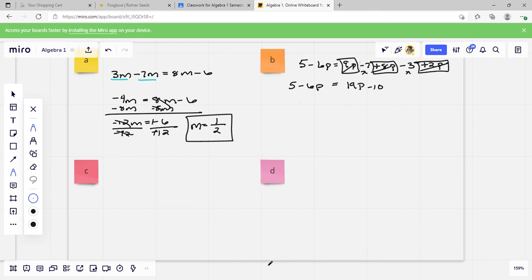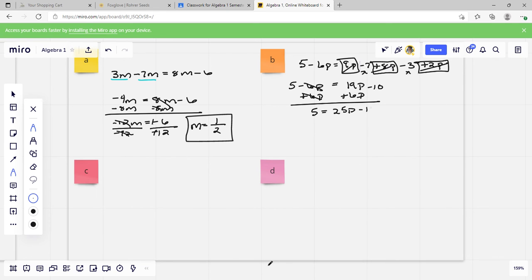Alright, now I have to get my x's, my variables on the same side. They're not x's in this one, they're p's. I'm going to do plus 6p. I like to avoid having a negative variable. If I did minus 19, then I would end up with like negative 25, and I don't want that. Alright, 5 equals 25p. 19 and 6 is 25, yes.